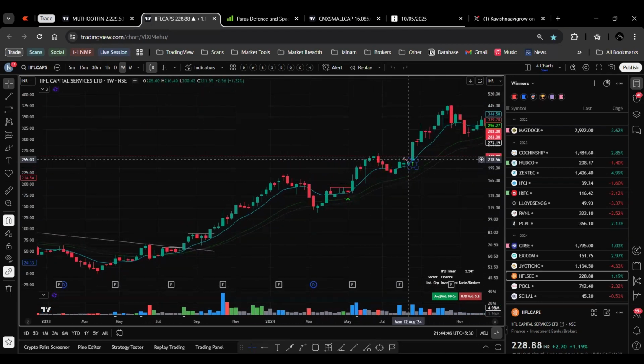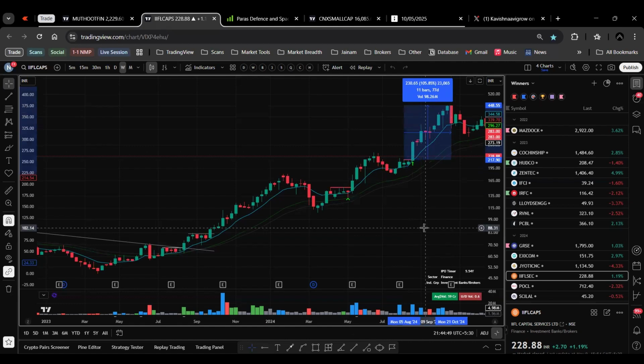it gave you two entries. And see, you just need this 100% move in 11 weeks. Now, if you know how to size it and if you know how to manage this trade well, even if you miss this entire move, it would not matter, honestly.